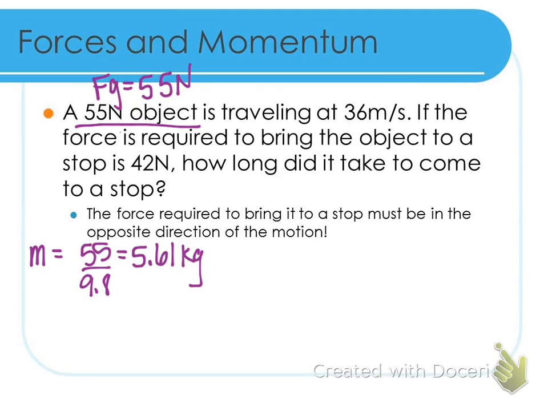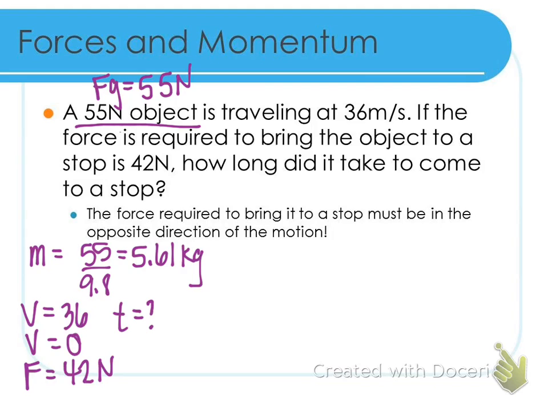It tells us that it's traveling 36 meters per second, so our velocity is 36. The force required to bring the object to a stop, so our final velocity is 0, is 42 newtons. It asks us, how long did it take to come to a stop? So we want to find our time. Again, we weren't given a momentum here, or our change in momentum.